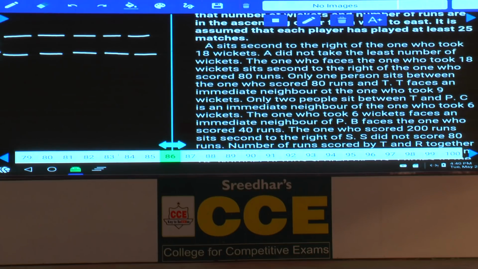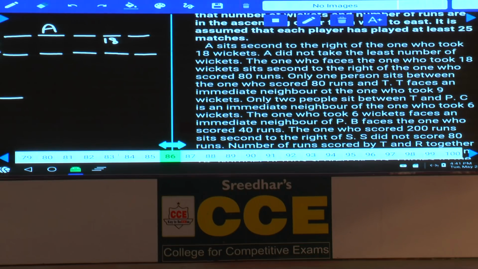Now condition number 1, A sits second to the right of the one who took 18 wickets. A is seated second to the right of the one who took 18 wickets, and A did not take the least number of wickets. Now A sits second to the right of the one who took 18, and this person must be 18. Are you following this one or not?